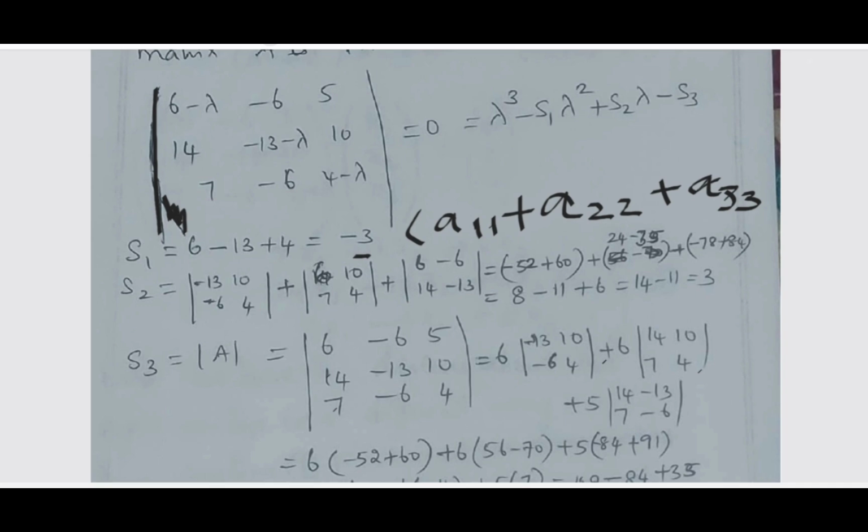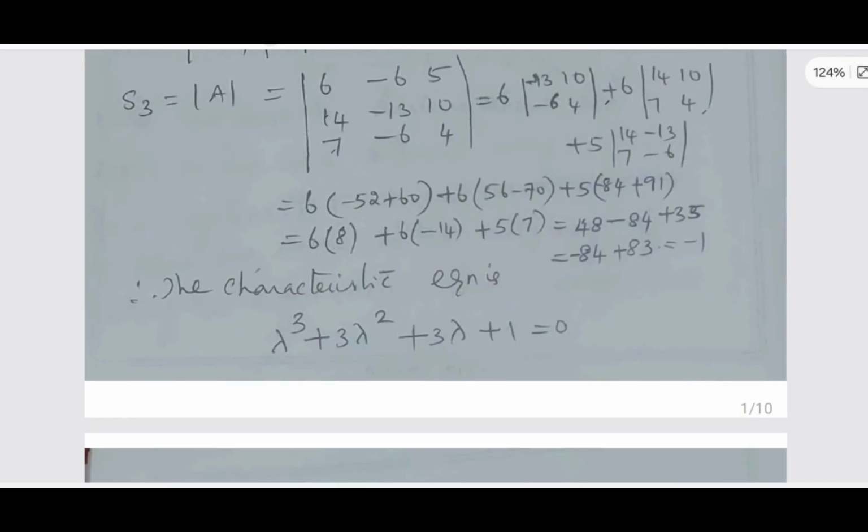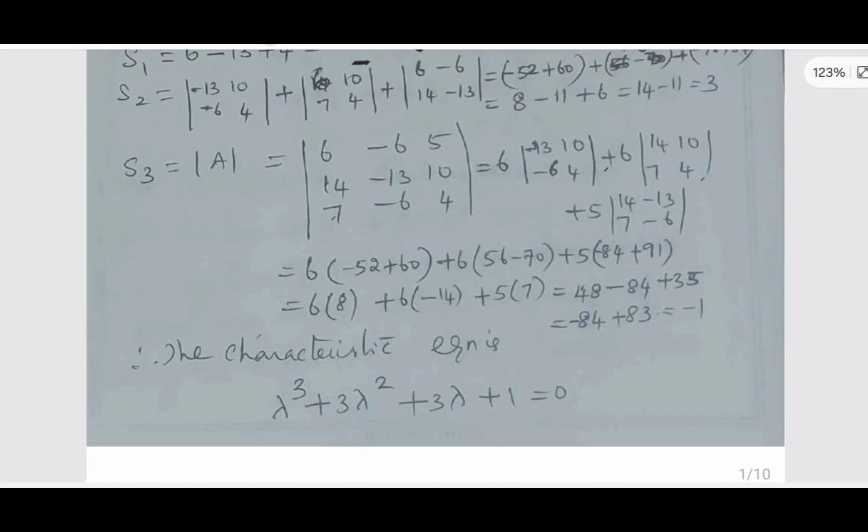So minus of minus becomes plus 3 lambda square plus 3 times S2. So S2 we are getting as 3. So 3 into lambda, plus minus times the constant term. So already minus 1 is there, so minus of minus is plus. I told you that's why forming the characteristic equation is very, very important in this problem.